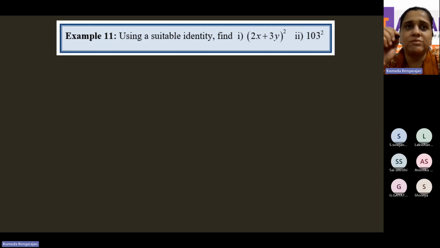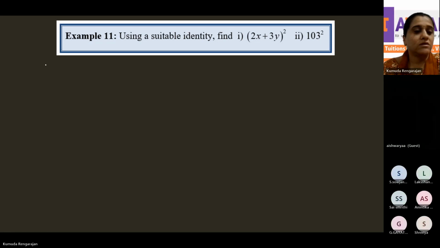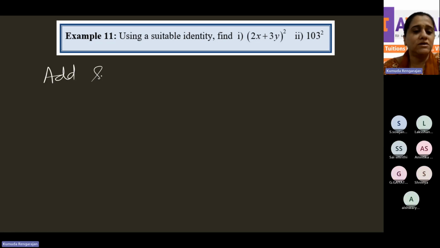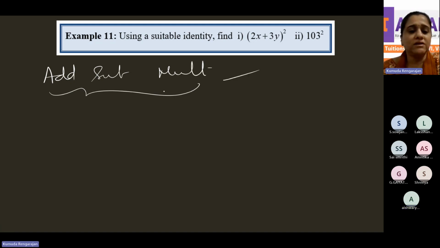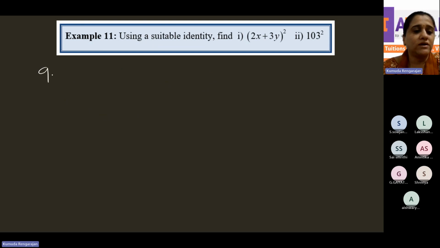The name of the chapter is Algebraic Expressions and Identities. So in today's class, we will see some algebraic identities and how they are used in expanding certain expressions. Addition, subtraction, multiplication is done. This is covered in 9.1, 9.2, 9.3 and 9.4 of NCERT. Now today 9.5, which is of algebraic identities.